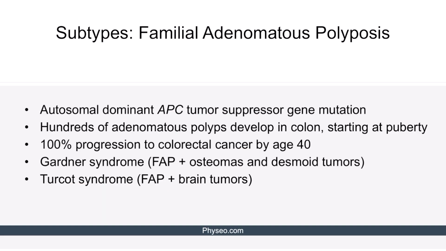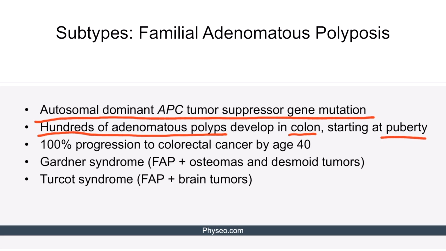Now let's continue with familial adenomatous polyposis. So this is caused by an autosomal dominant mutation in the APC tumor suppressor gene. As the name suggests, this syndrome is characterized by hundreds of adenomatous polyps, and those develop in the colon, and they start at puberty. And with each adenomatous polyp, there's an increased risk of developing an invasive colorectal cancer. And since there are hundreds and thousands of these polyps, at least one of those will eventually develop into a full-blown colorectal cancer. Therefore, we see a 100% progression to colorectal cancer by the age of 40 in these patients.